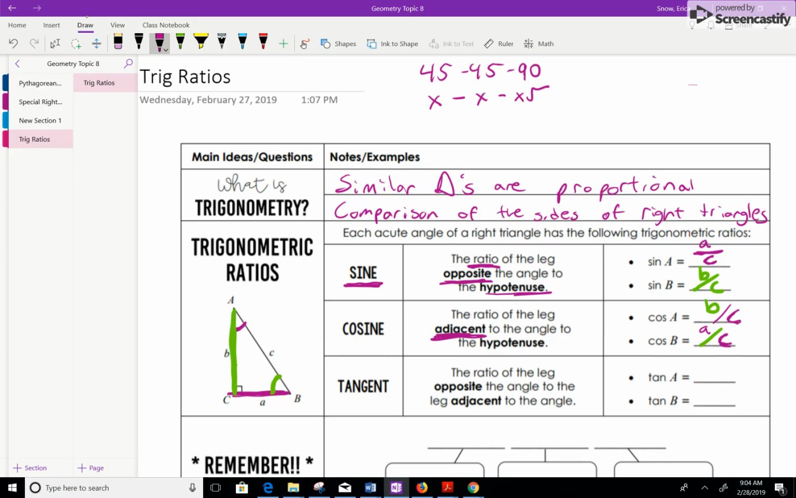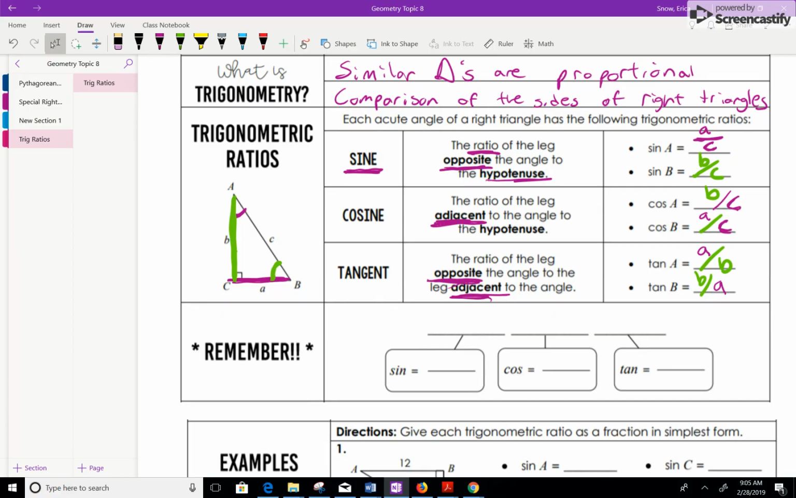Now, for tangent. Tangent says that we're going to do the opposite leg to the adjacent leg to the angle. So for A, remember that our opposite side was A, and our adjacent side is B. But for B, that relationship is going to switch. Our adjacent leg is B, and our opposite leg is A. Now, this might seem like really complicated stuff to remember. So we're going to learn a little mnemonic to help us.